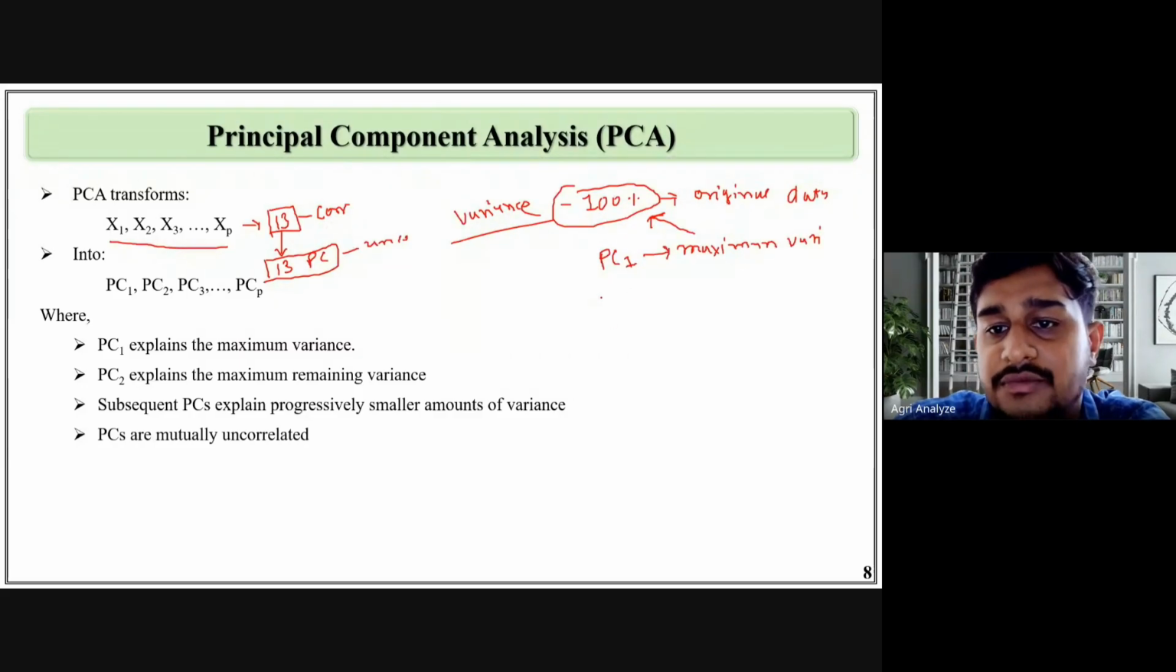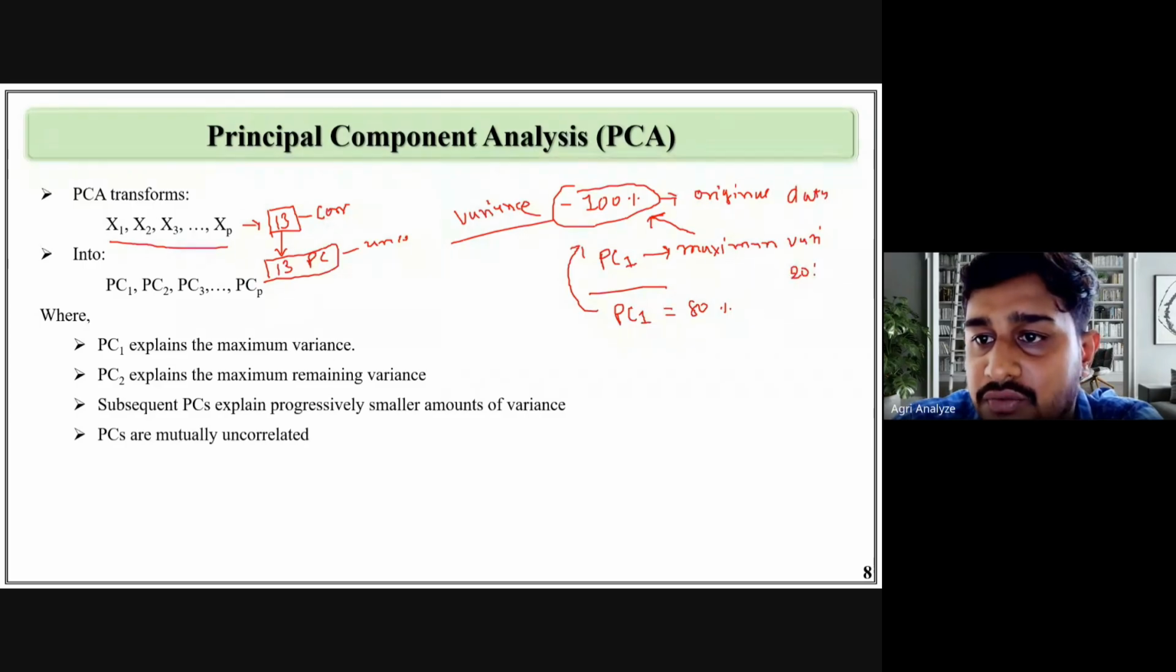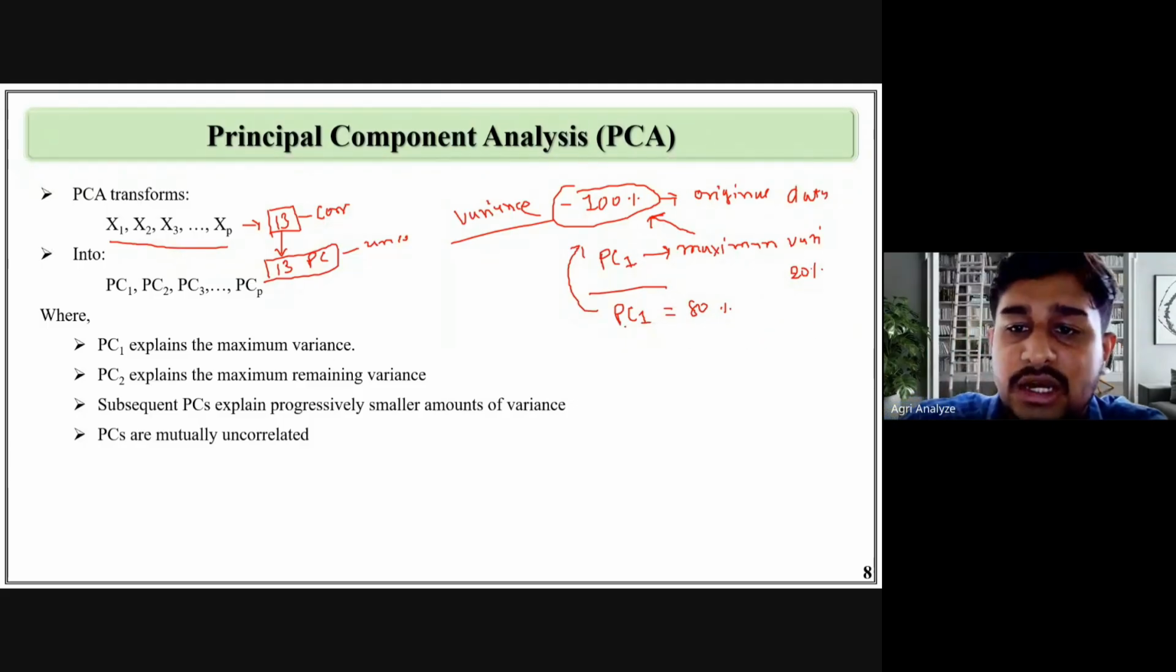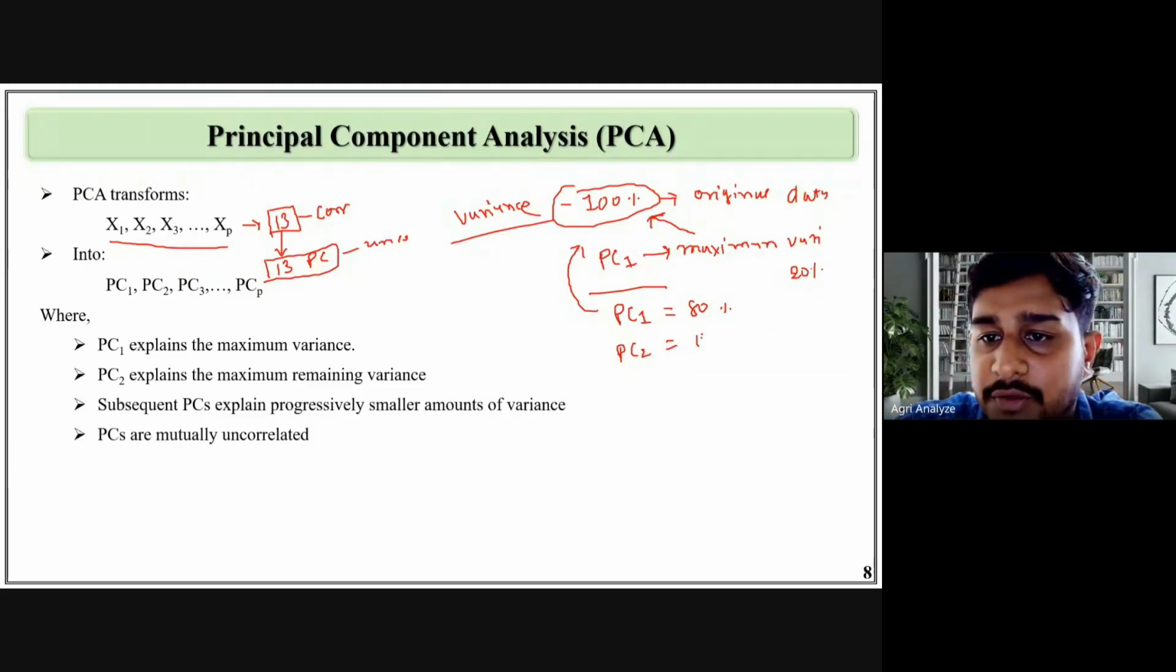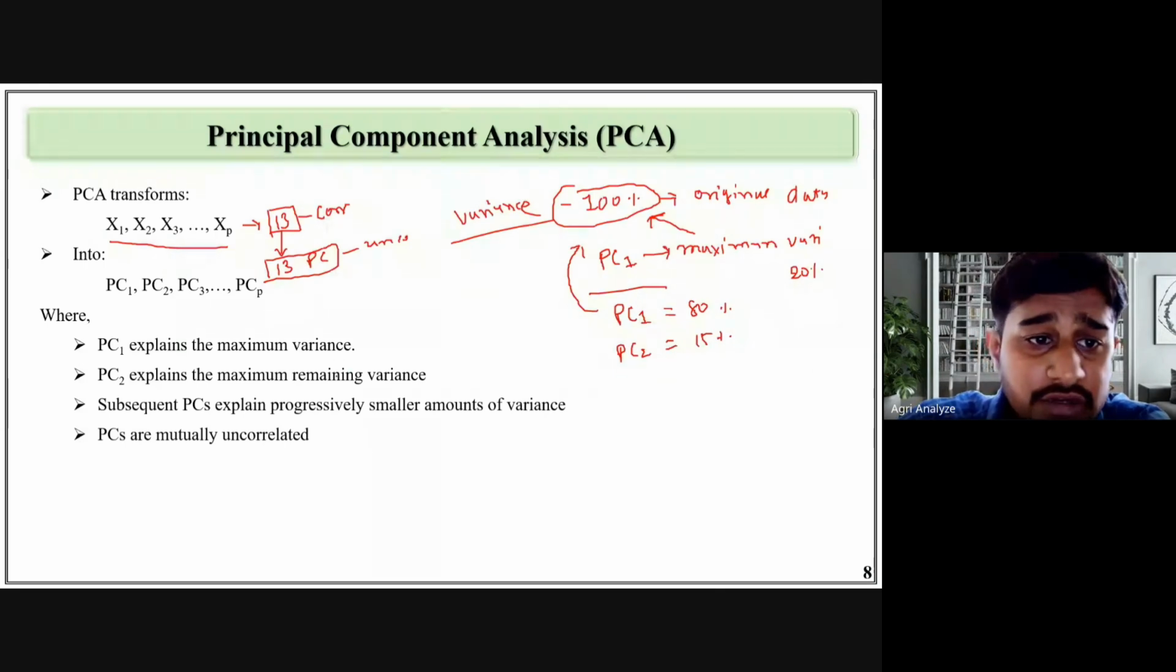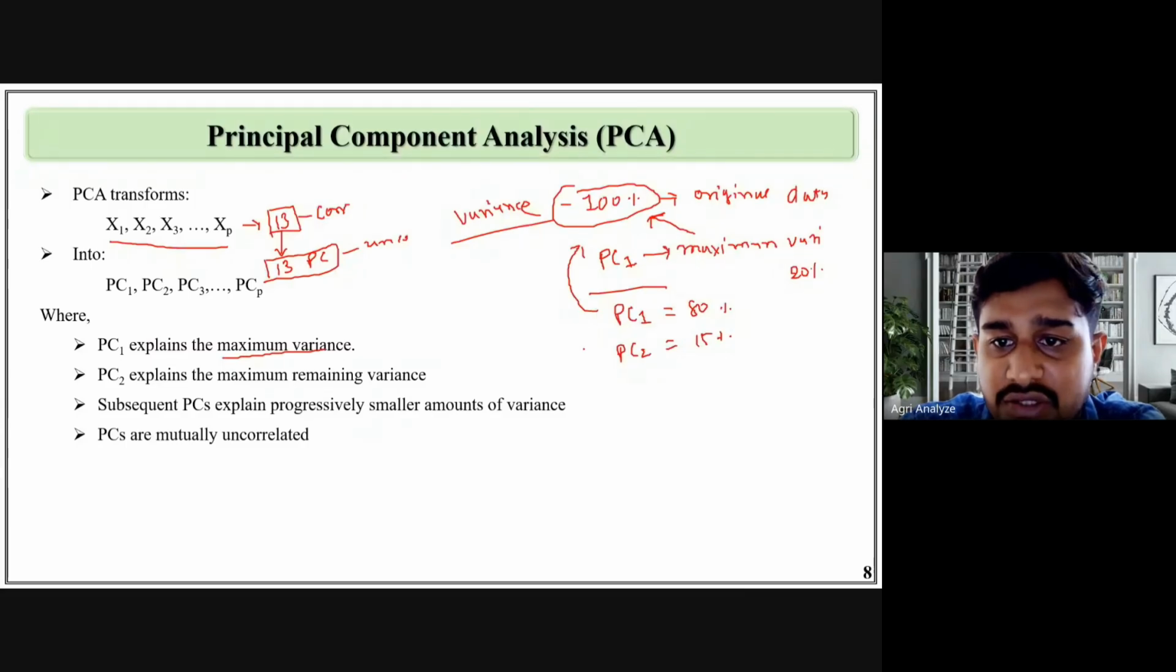It means, for example, PC1 explains 80% of the variation out of 100%. So the remaining 20% of variation is explained by another principal component, like PC2 explaining 15%. Here I write that PC1 explains the maximum variance, 80% of variation out of 100%. This is just for example. So out of 100% of variation, PC1 always explains the maximum variation, just for example 80%.